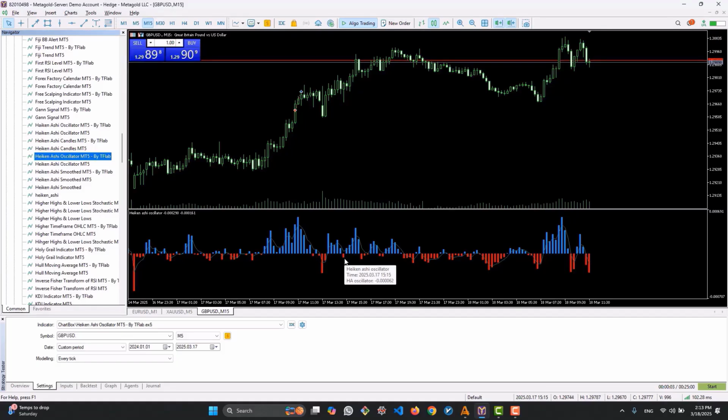The way to get signals from this indicator is such that when there is a sign change from negative to positive, we can enter a buy position. And conversely, when there is a sign change from positive to negative, we can enter a sell position.